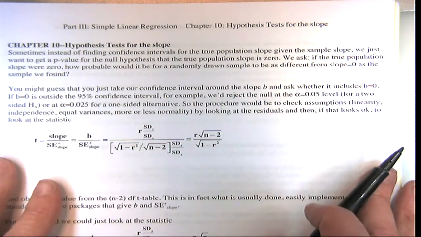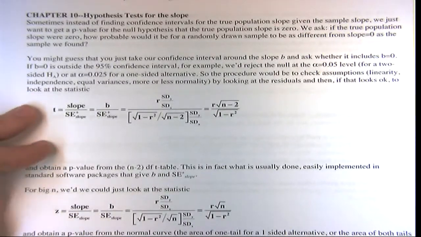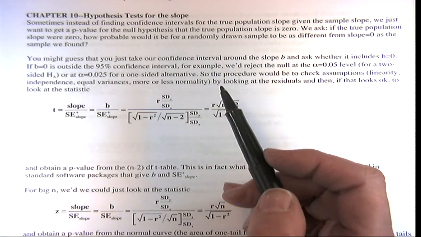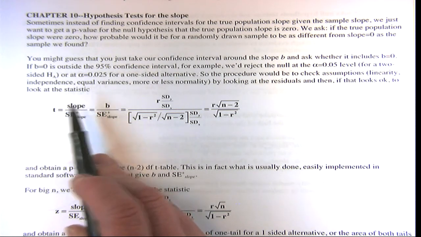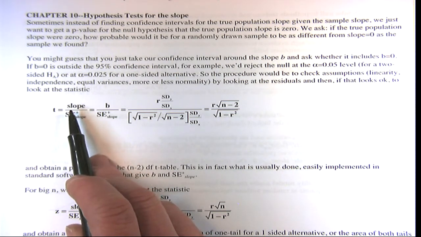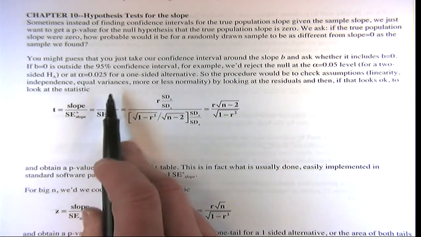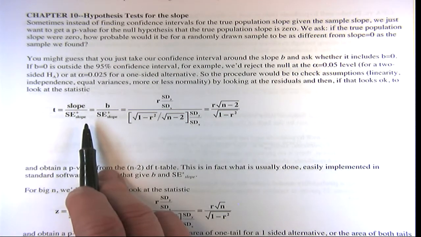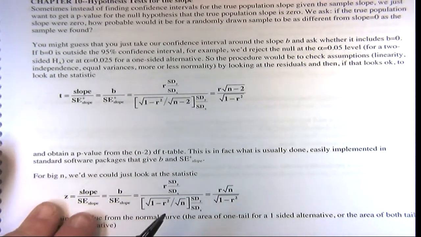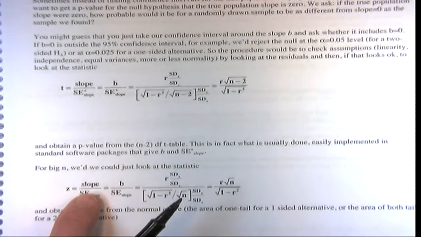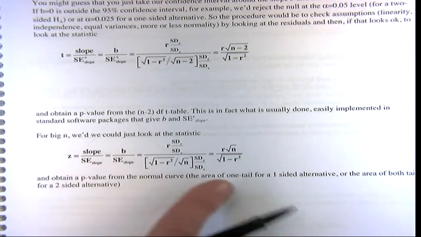So let's look at this. So basically the usual way we do it would say, okay, we take our observed slope, which is our sample slope, minus the expected slope based on the null, which is 0. So we'll just leave that off, over the standard error for the slope. That would be our t statistic, and our z statistic would be the same thing: the observed sample slope minus our expected under the null of 0, over the standard error for the slope.